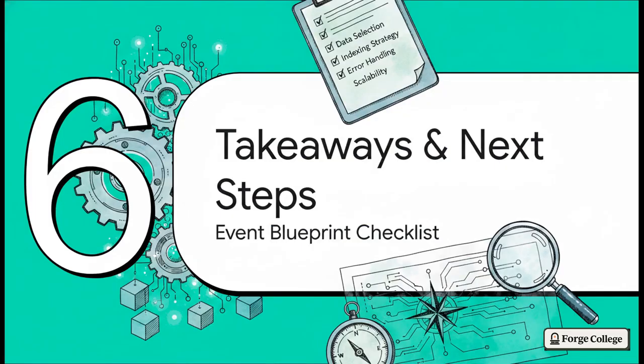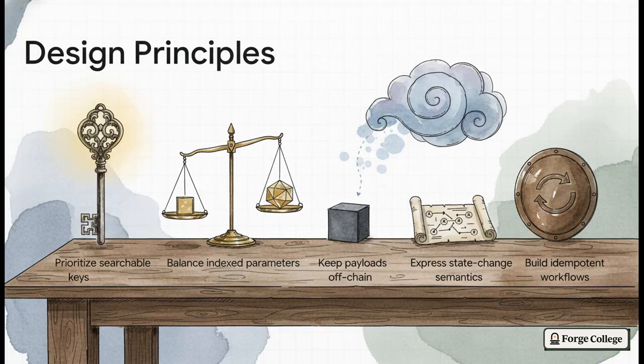Finally, Section 6, Takeaways and Next Steps. Let's run through the final checklist before you build your next monitoring system. Adopt these minimalist blueprints. 1. Prioritize searchable keys like operation ID so listeners can actually filter your data. 2. Ruthlessly balance your indexed versus non-indexed parameters. Remember, you only get 3. 3. Keep the chain clean by pushing large content off-chain via pointers. 4. Design events to show clear state change semantics, not just random backend details. And 5. Build those idempotent, checkpointed workflows off-chain. Do this, and long-term analytics becomes an absolute breeze.